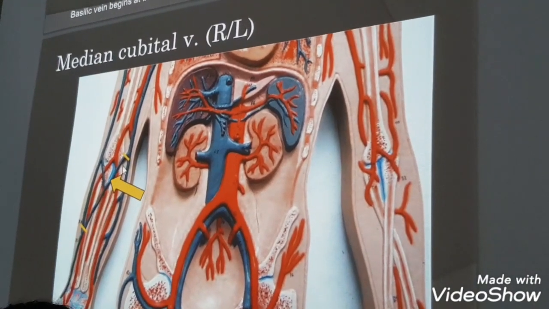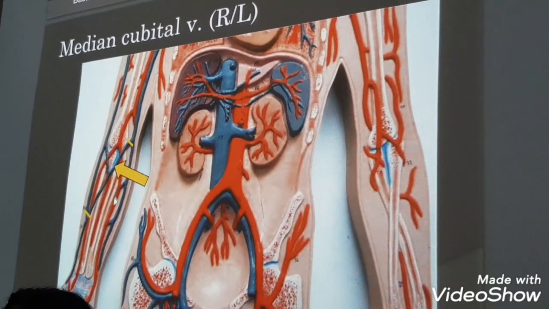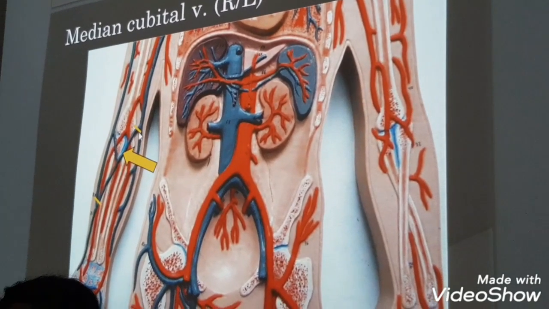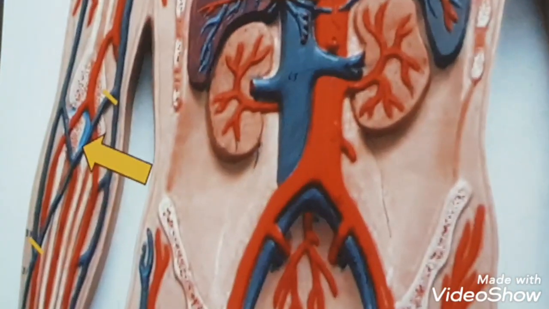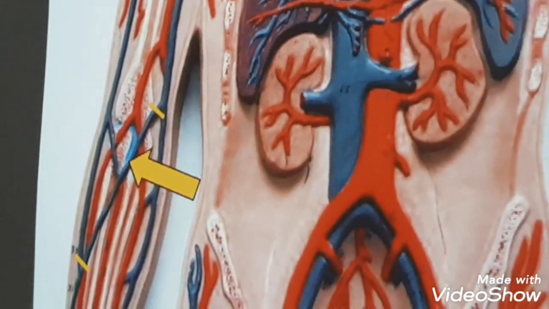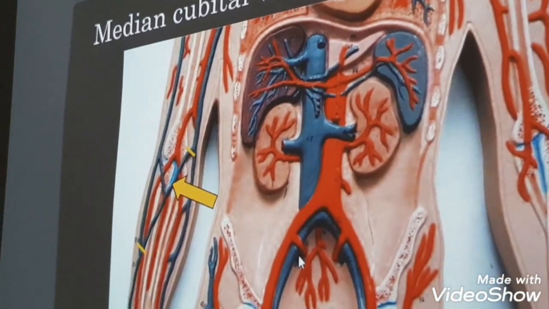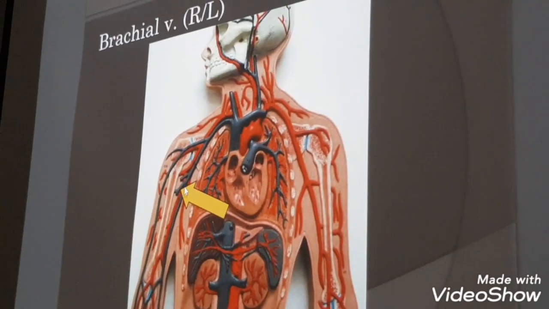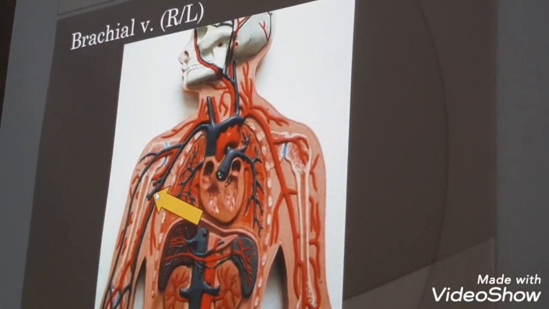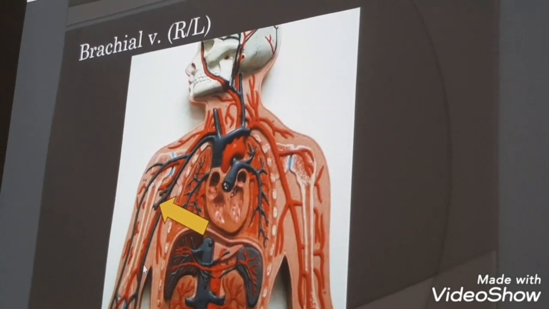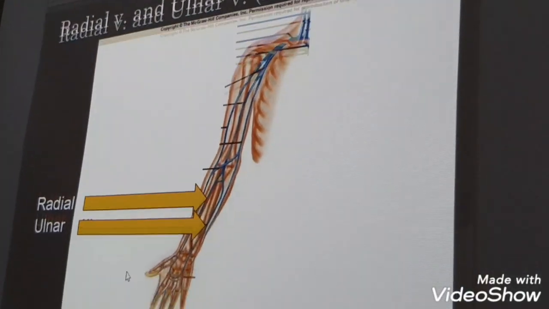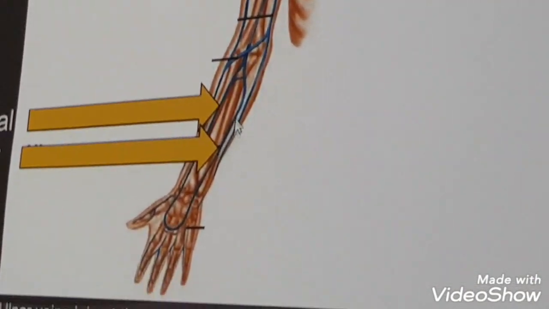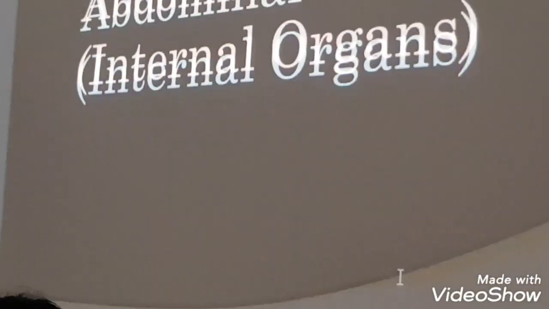All right, so this one is super important because this is the one we draw blood out of during venipuncture, and this is the vein that gets punctured, called the median cubital vein. It's the nice one that you can kind of visualize on your own forearm. So there's that brachial vein here. Radial, going to the radial side, ulnar side.